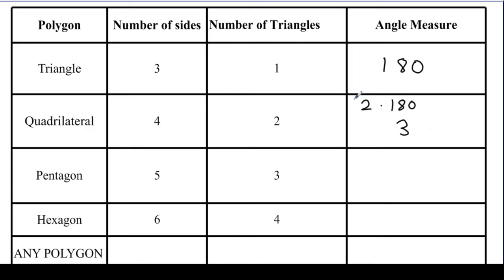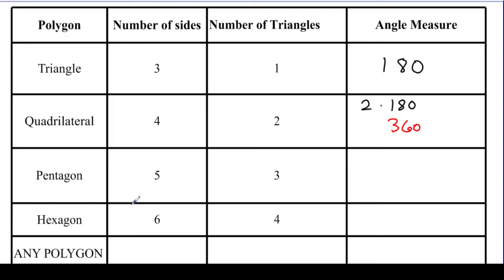Let me write that in a different color just to save us some space. So you see, really what we're going to end up doing is counting the number of triangles that we can fit inside of these shapes, right? And that is going to be the total number of degrees on the interior when we add up all of the interior angles in any of these shapes.